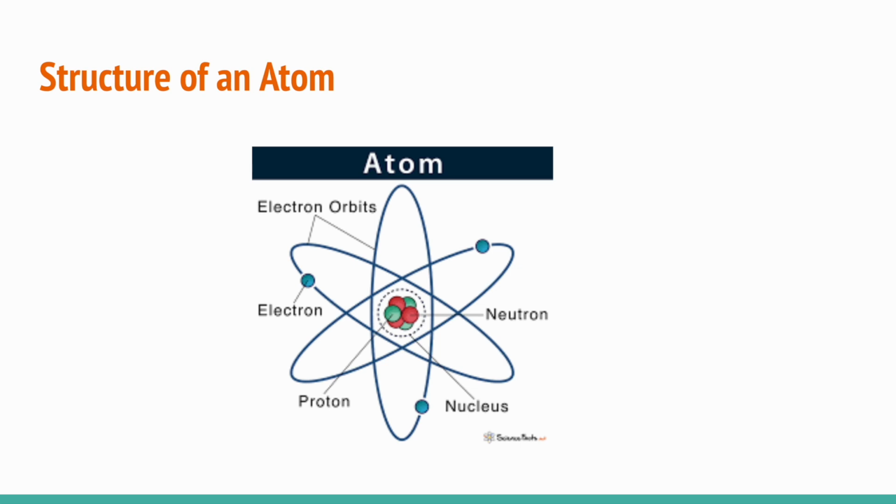The nucleus also will contain neutrons, but the number of neutrons can vary, and when there's variation in the number of neutrons, this forms isotopes. The mass number of an isotope is the total number of protons and neutrons in the nucleus of an atom, and therefore that can vary from isotope to isotope.